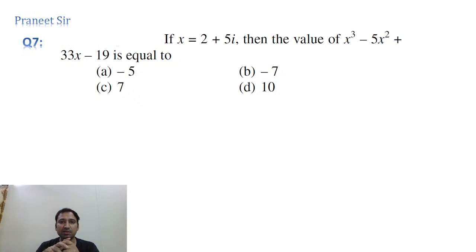Next question. x is equal to 2 plus 5i. Then the value of x cube minus 5x square plus 33x minus 19 is equal to what? So guys, can anyone do this question in 1 minute? I'll give you 1 minute.